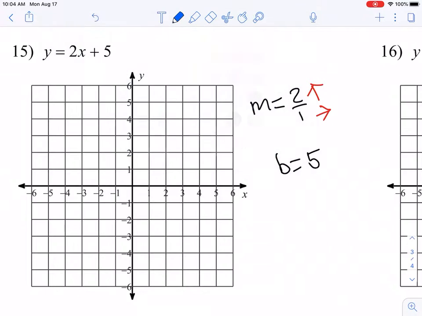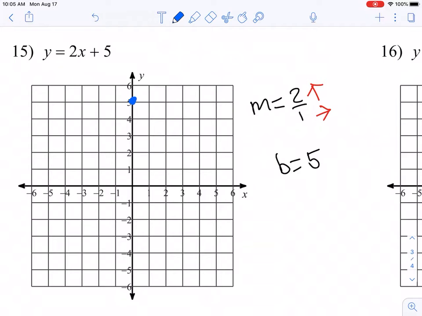So when we're graphing, we always begin with our b value. So b tells us where to begin, so I'm going to begin at positive 5. My m tells me how to move. My m is telling me I need to move up 2 and right 1.